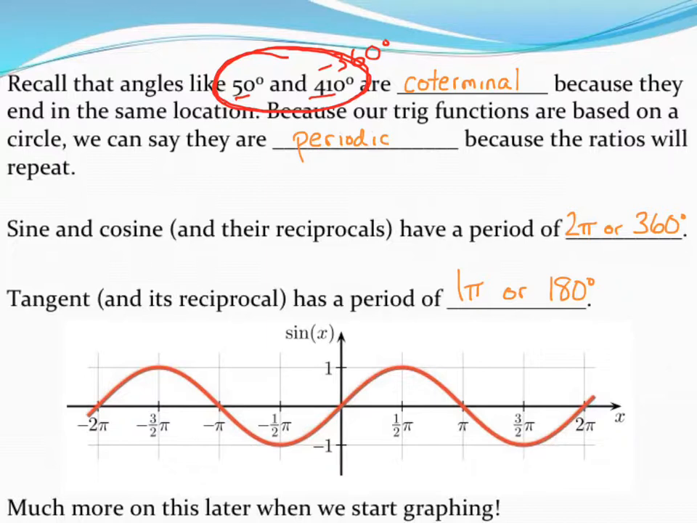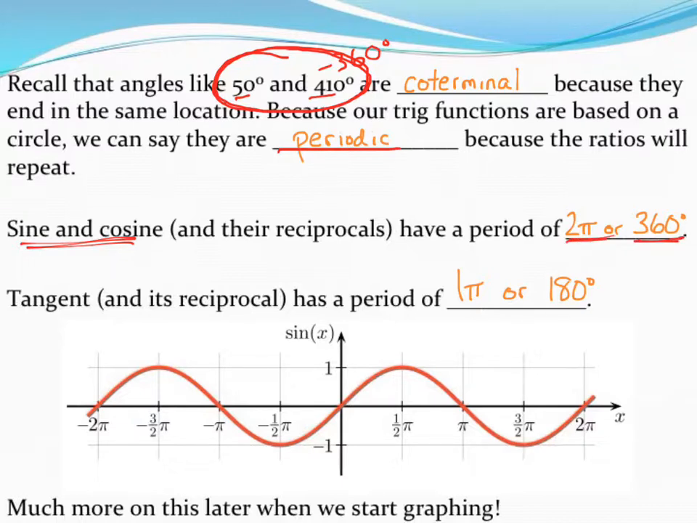We call trigonometric functions periodic because these values repeat over and over again. It turns out, and we're going to talk much more about this later when we start graphing, that for now, for what we're going to need, sine and cosine both have a period of 360 degrees, a full circle, or 2 pi.